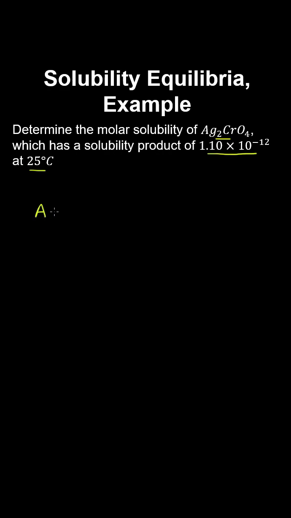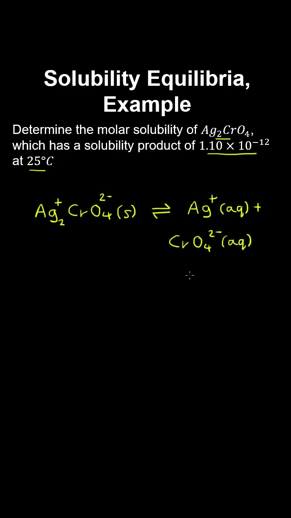And using the charges on the ions in this salt, we can write the equilibrium equation. So chromate has a 2- charge, and therefore 2 silvers each have a +1 charge. And this slightly soluble salt dissociates into silver and chromate ions in an aqueous solution. So to balance this equation, we must have 2 silver ions per chromate ion that dissociates. And now we can write the expression for the solubility product for each ion.